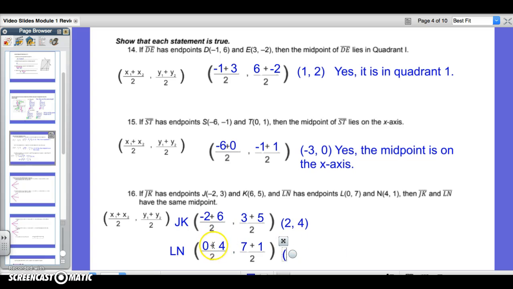0 and 4 is 4. 4 divided by 2 is 2. 7 plus 1 is 8. 8 divided by 2 is 4. And then indeed, we get the same midpoint. So yes, they have the same midpoint. Okay, let's move on to the next question.